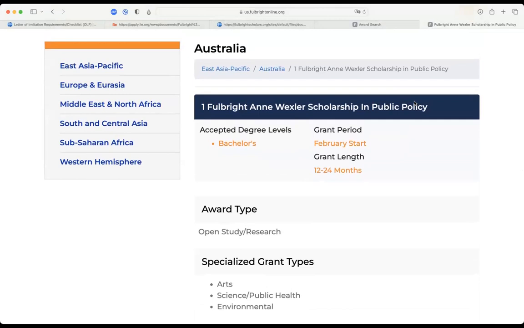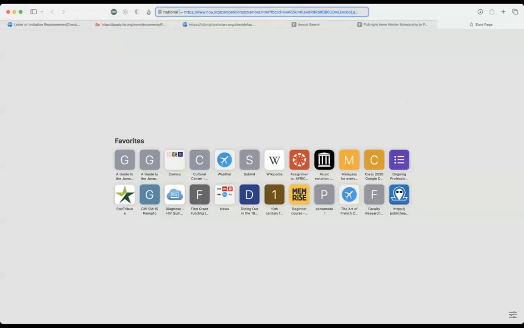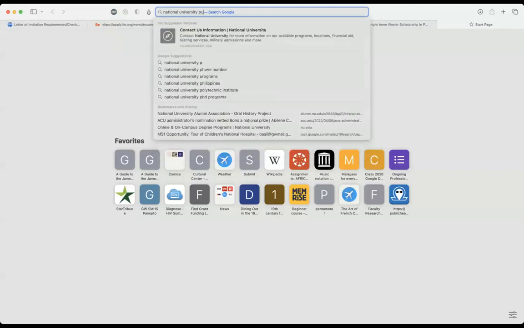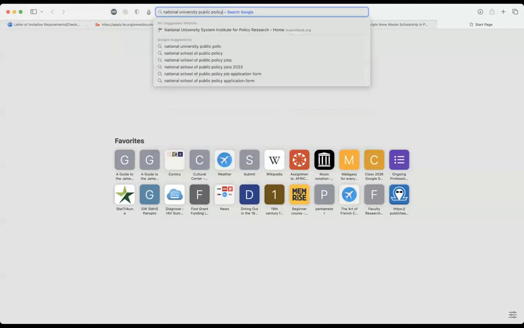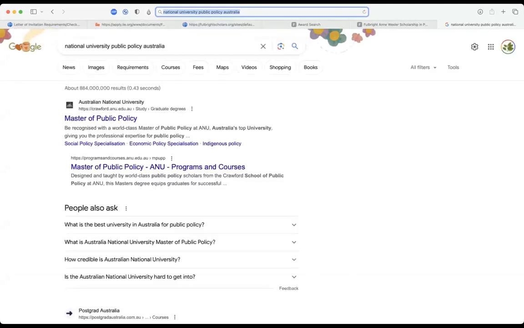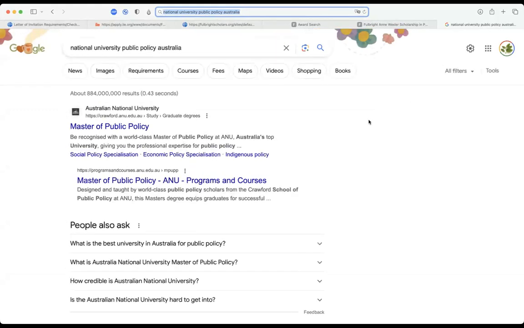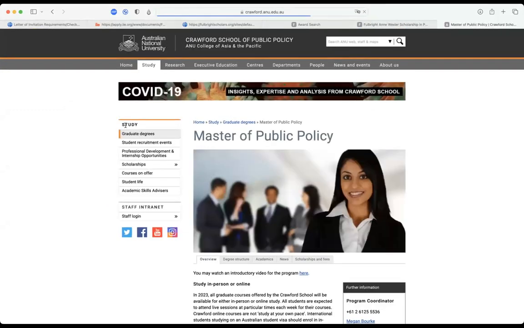So let's go ahead and look at Australia and programs here. National University, Public Policy, Australia, and we do a search and we find Australian National University, which is one of the top universities in Australia. They have a Master of Public Policy program, and we can go look at that and see who's on the faculty there.